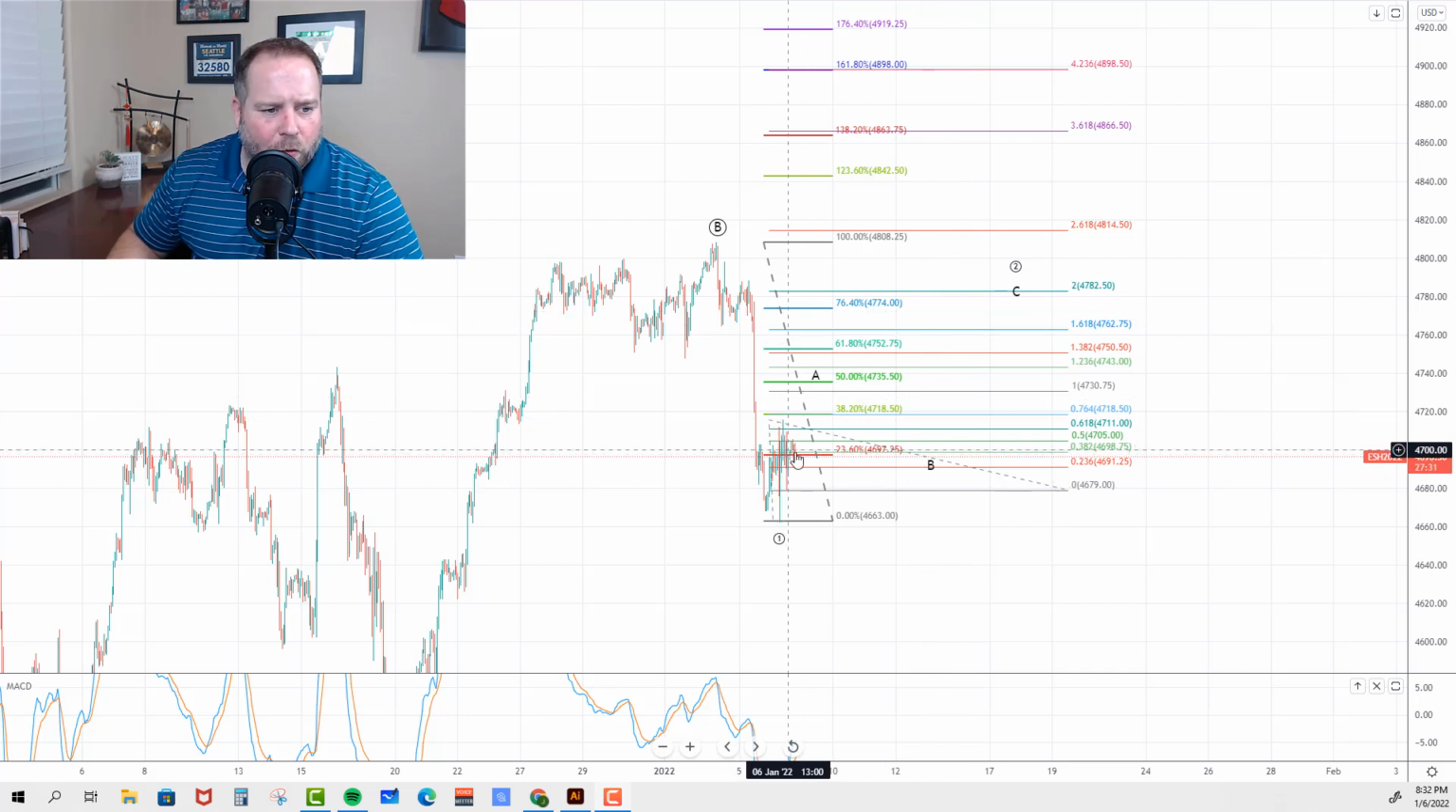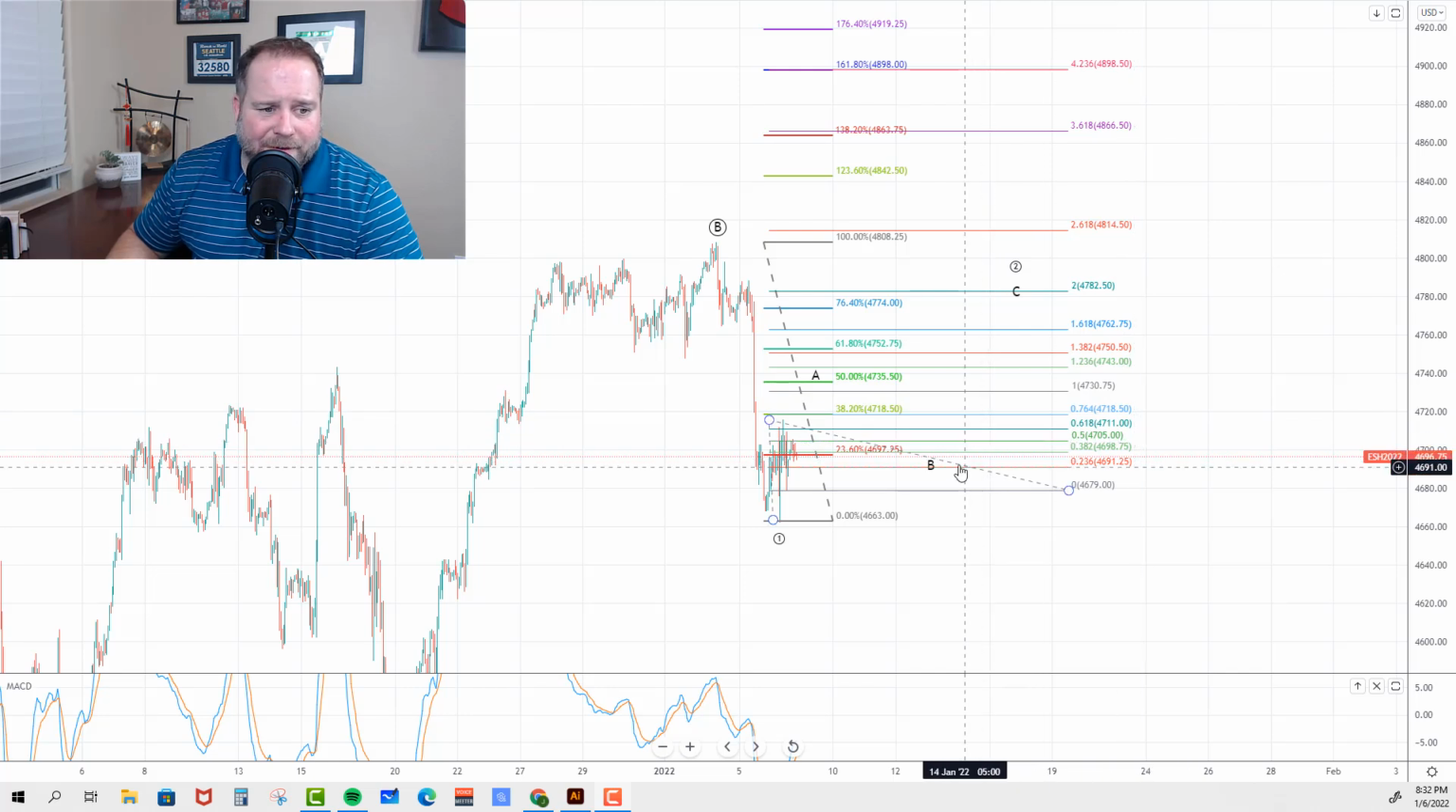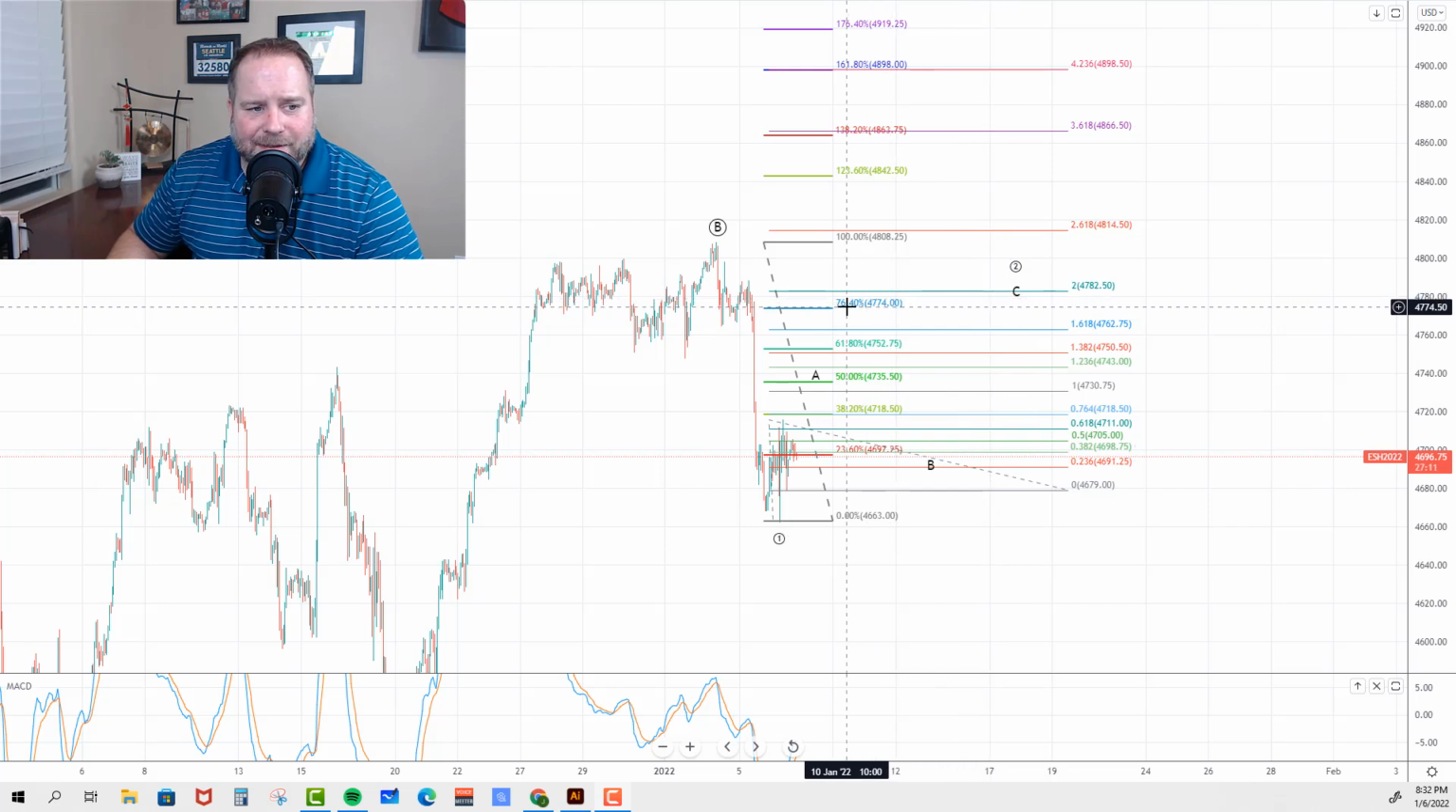So moving up here, the move up and then pull down in B gives us a target of about 4730 here, the 1.0 extension, 4730.75 for wave A. Then we would look for wave B to pull back towards 4700, okay? And then wave C of 2 to push back up towards this 764 extension. That would be the highest it would go if it was going to be a wave C at 4774.